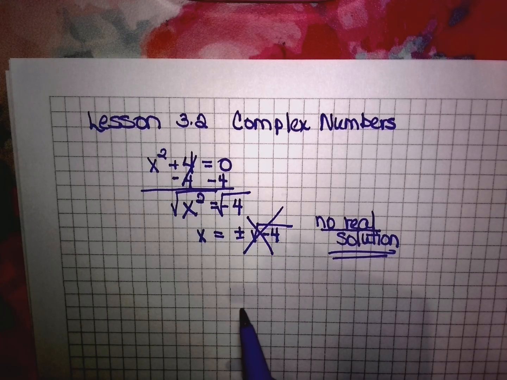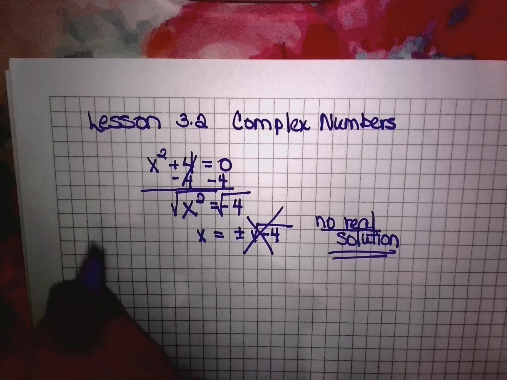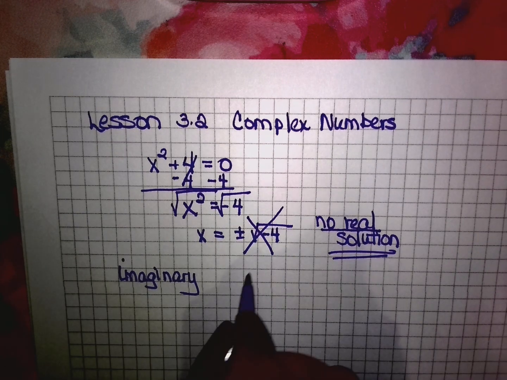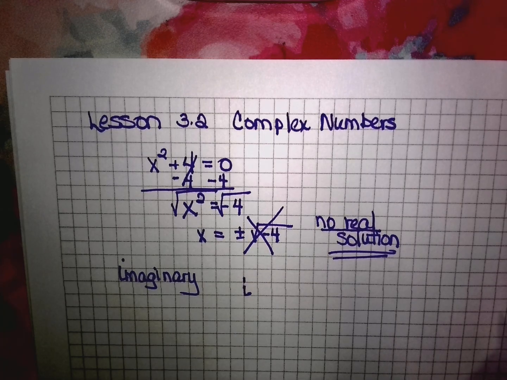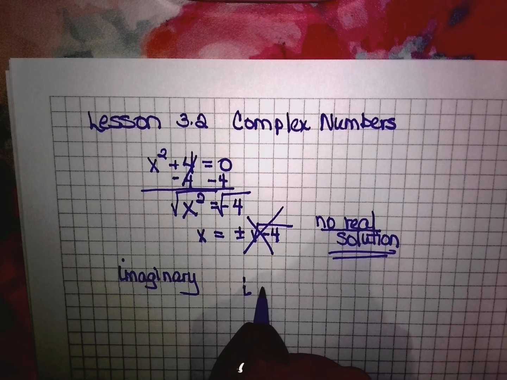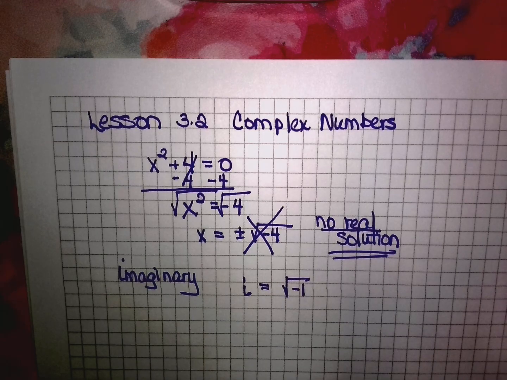So because they were not able to solve a lot of problems, the mathematicians decided, hey, let's come up with this imaginary number, one that we are creating, that has this particular property. The imaginary number is called little i. It looks like a variable, but it isn't. It's actually a number. And the value of that little i is going to be the square root of negative 1.